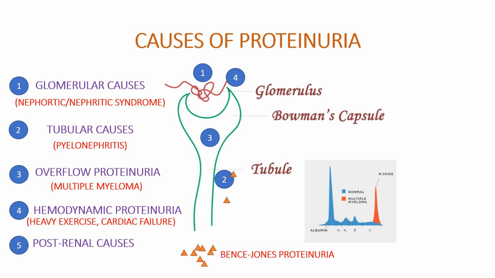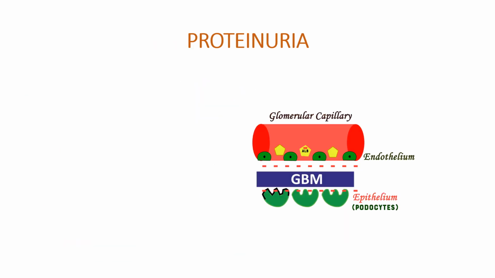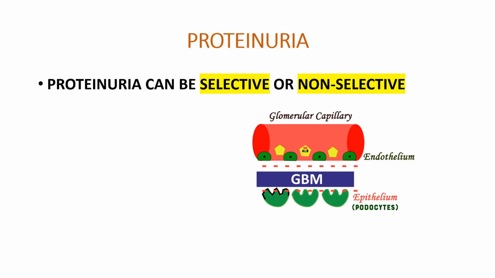And lastly, number 5 is post-renal causes, because just remember that the urinary tract is not just the nephron, it has a lot of other things such as pelvis, ureter, bladder, and when you have infections there, there is also a likely chance that you can get these. So proteinuria here once again can be selective or non-selective.